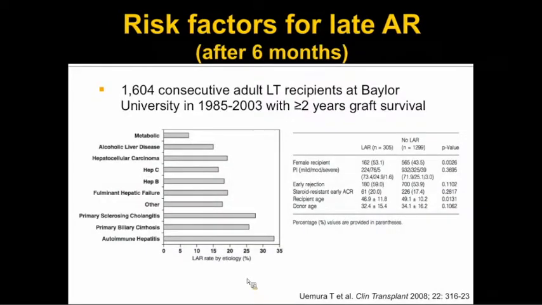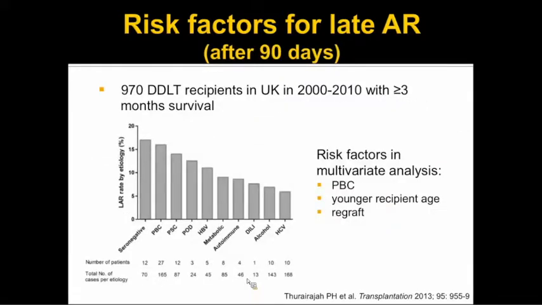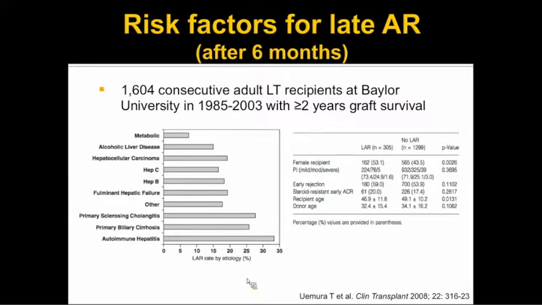So this is now looking at risk factors for late acute rejection, and this is a study from Baylor University in Dallas, looking at patients who were transplanted in 1985 to 2003 who survived at least 2 years. What I wanted to point out here in this study is something that I think clinically we all know, which is that the risk of rejection does vary by your initial diagnosis for why somebody underwent transplant. And autoimmune hepatitis and primary biliary cirrhosis and PSC really carry a higher risk of late acute rejection.